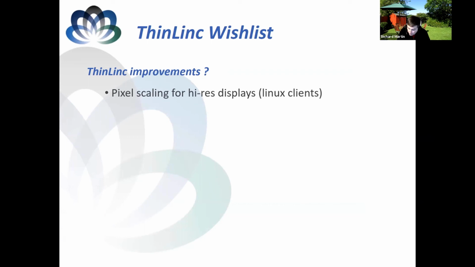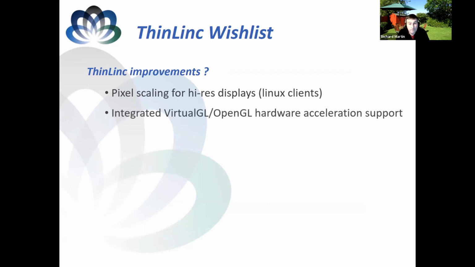And there are some things on our wish list. Could ThinLinc be improved? It could be improved where high-res displays are concerned. I think this is mainly an issue for Linux clients. You really don't want to be sending a 4K desktop across the network. So if you want to view a desktop on a high-res display, then pixel scaling would be convenient.